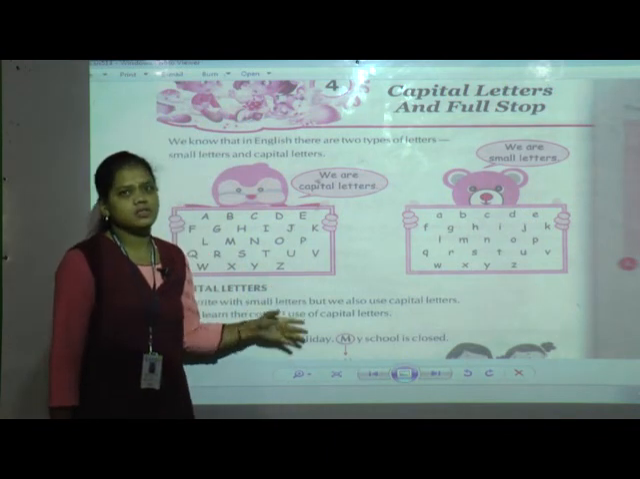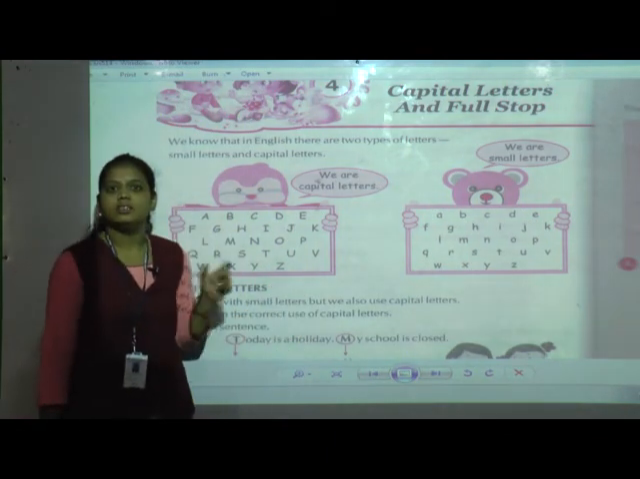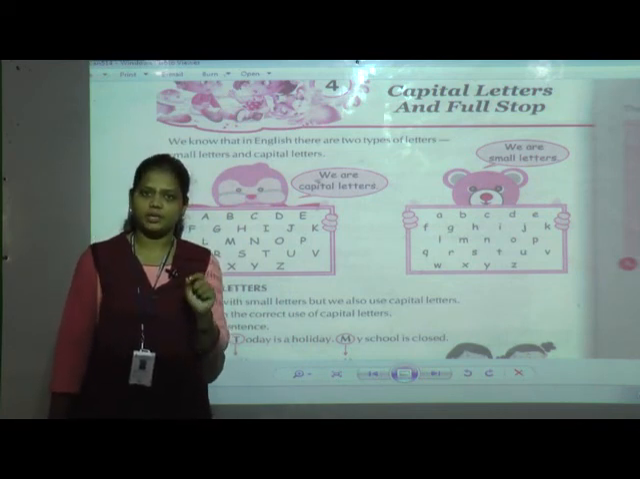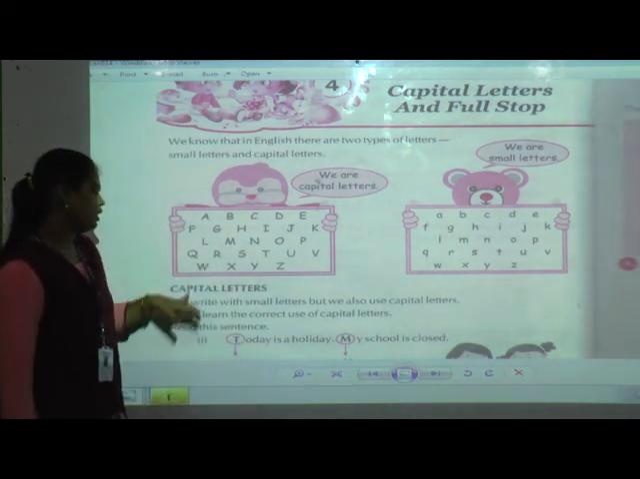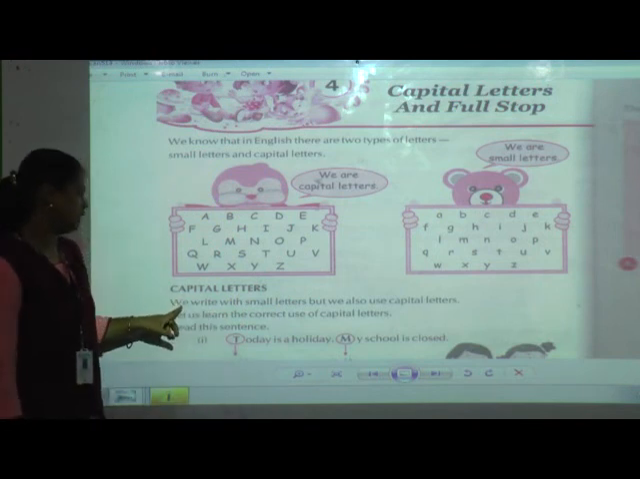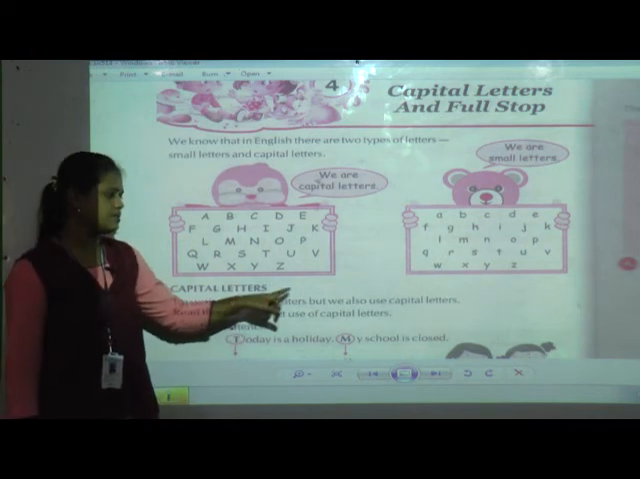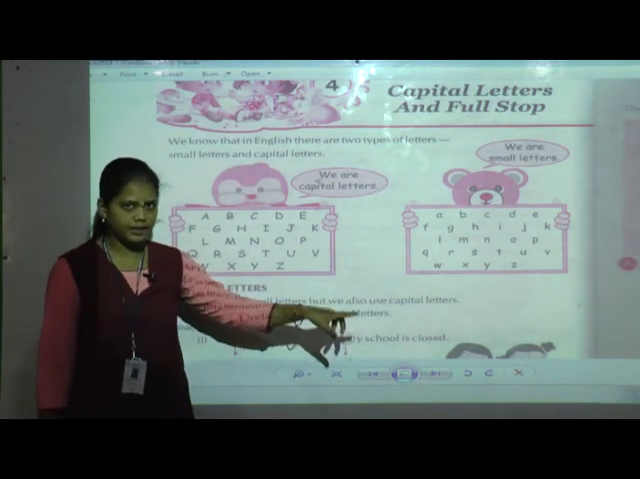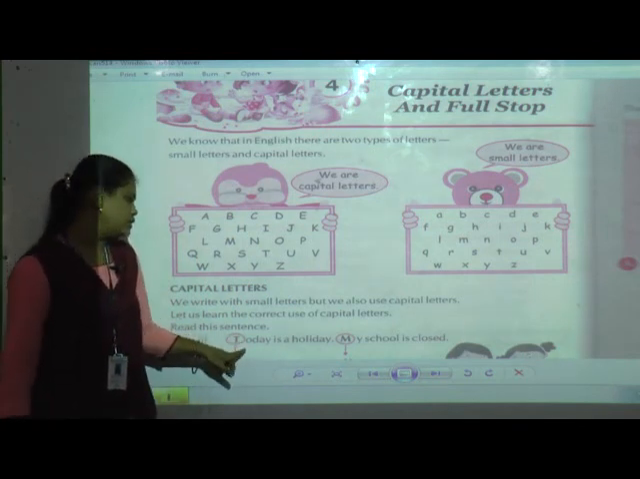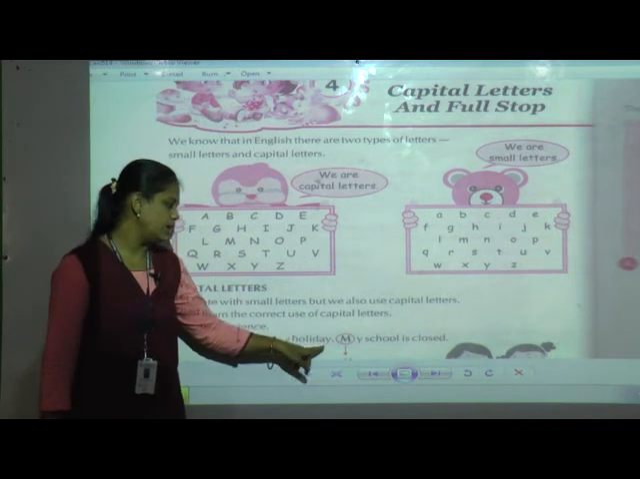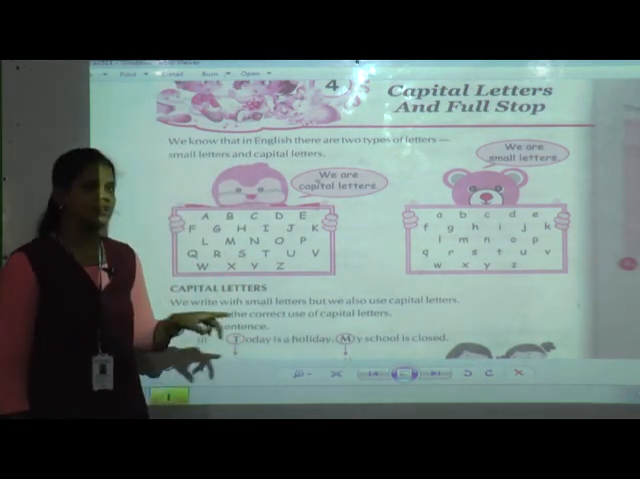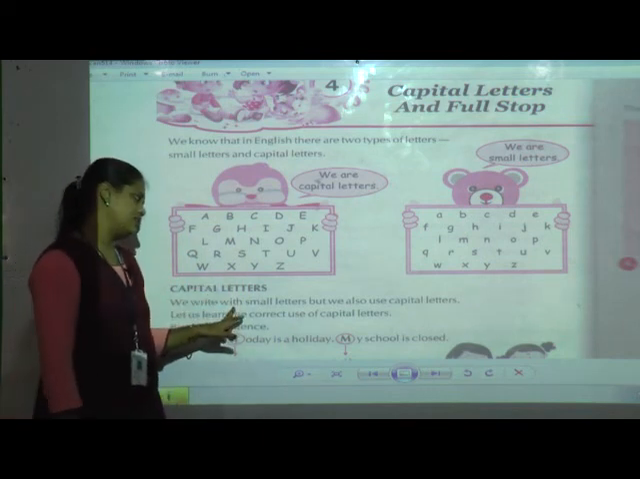Now last period we also studied where the exact position is, where we have to use the correct uses of the capital letters. Once again I am going to revise that. Now here see the example given: Today is a holiday. My school is closed. There are two sentences you can see in your textbook, or on the screen.